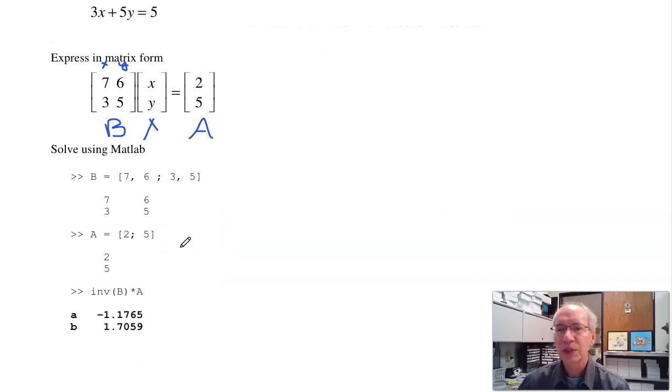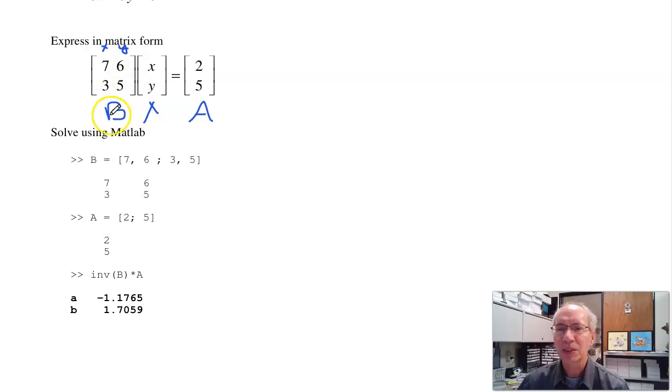To solve, throw the matrices into Matlab. So here's the B matrix. First row is 7, 6. Next row, 3, 5. Here's the A matrix. Inverse of B times A is your answer.